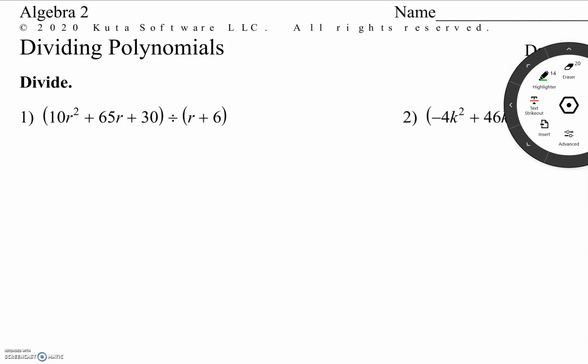So we are taking 10r squared plus 65r plus 30 divided by r plus 6. So r plus 6 goes into 10r squared plus 65r plus 30. Now we're not just looking at a single value, we're looking at the value of the whole binomial.